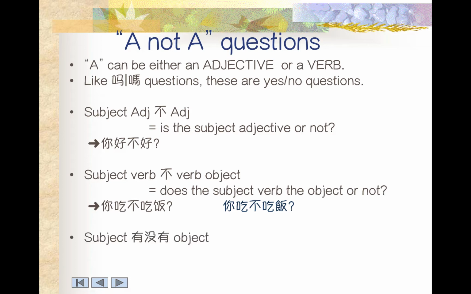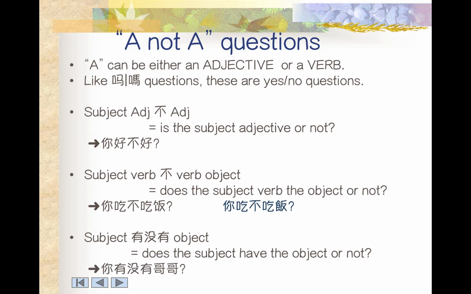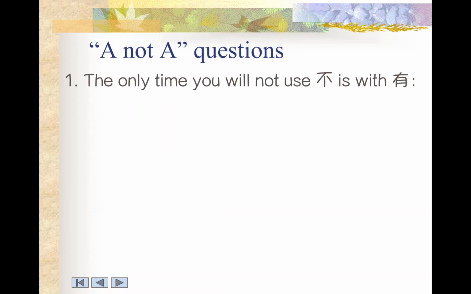Subject 有没有 object. Does the subject have the object or not? For example, 你有没有哥哥? Do you have an older brother or not? The answer would either be 我有哥哥 or 我没有哥哥. The only time that you will not use bu as the not in the AnotA structure is if your verb is 有. 你有没有哥哥? In which case, of course, the negative has to be 没.